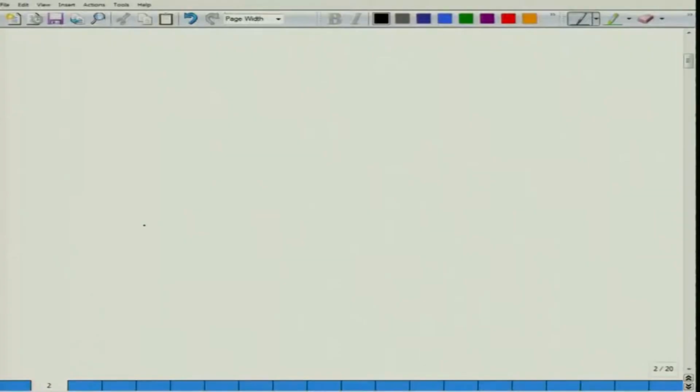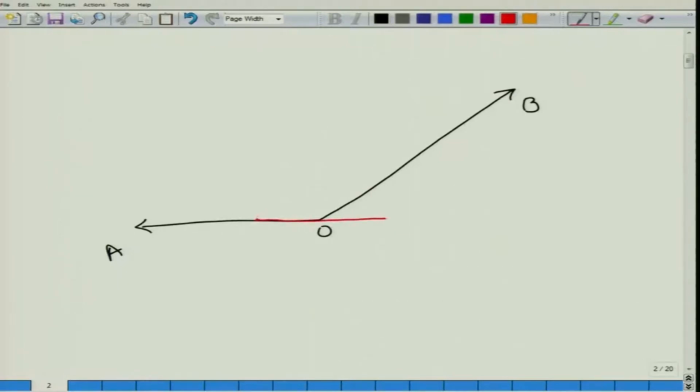So for instance, if we wanted to measure this angle AOB, what we would do is we would place the protractor here such that this point corresponded to its center, and then we would have all the degree measures from 0 degrees through 90 degrees to 180 degrees. So right at the point where this ray cuts the protractor, we can read the reading from the protractor.